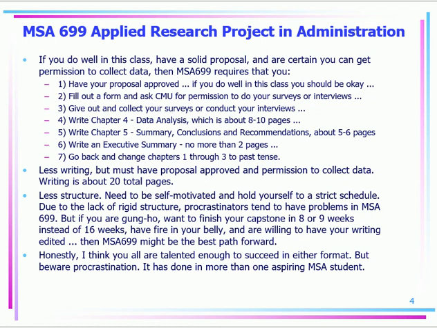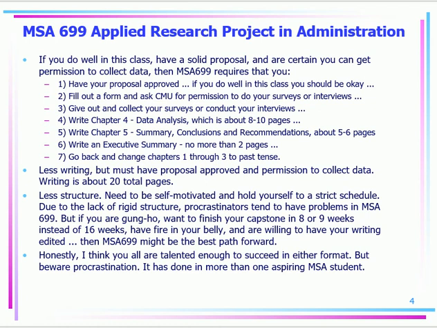Generally, Chapter 5 runs about 5, 6 pages, maybe 8 pages, but no more. Then you add an executive summary, which is no more than 2 pages. You also go back to the proposal format, where everything says, we'll give out the survey, and you say, gave out the survey, and expected 100 responses, got 90 responses. So you go back and you change chapters 1 through 3 to past tense. So there's less writing in 699, but you need to have your proposal approved. Your 699 instructor has approved your topic and your proposal. You have to get permission to collect data. You're probably only going to write about 20, 25 pages. But there's less structure.